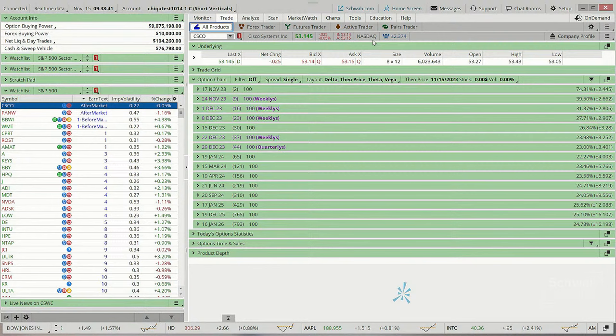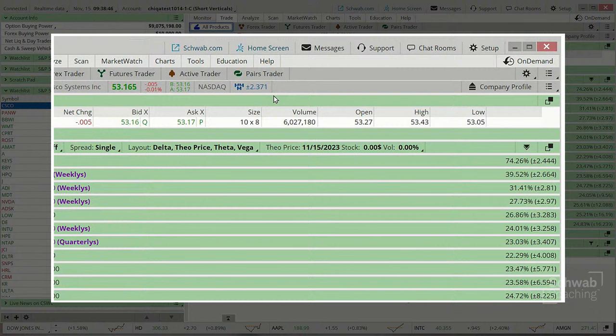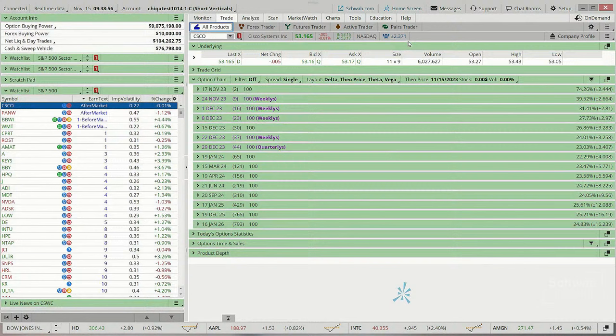Okay, that is your market maker move. But this is an algorithm. It's a proprietary algorithm that's only available through Charles Schwab Thinkorswim. And it gives you an estimate, and that's all this is, an estimate of how far the stock could go up or down in relationship to an upcoming event.